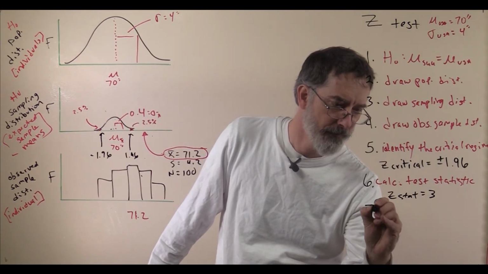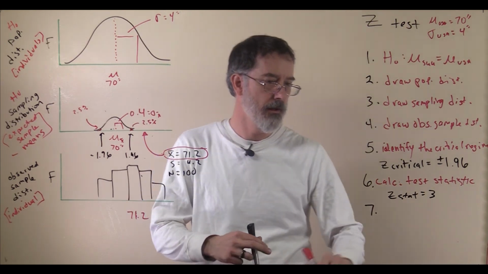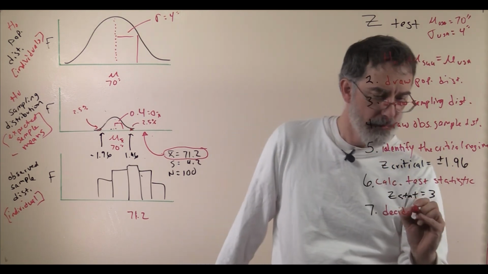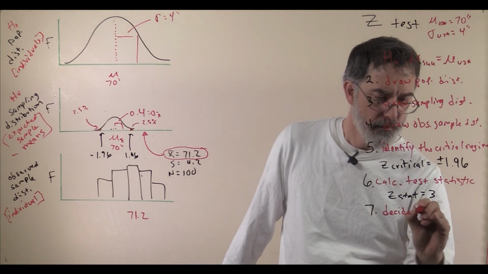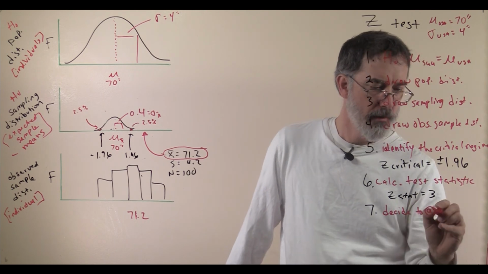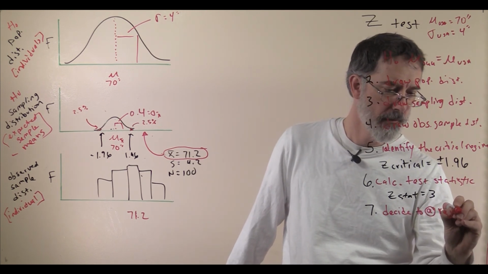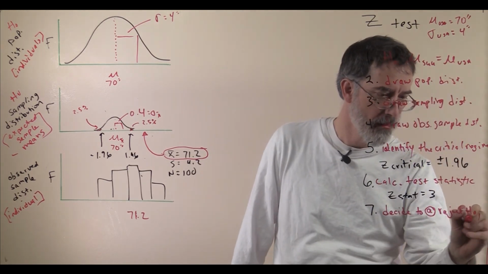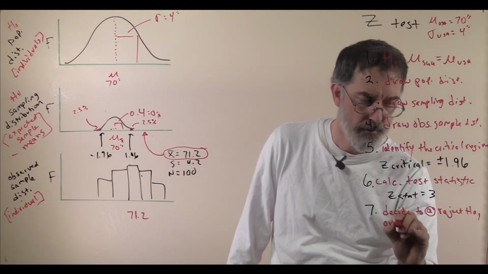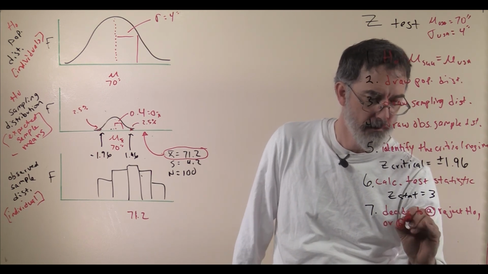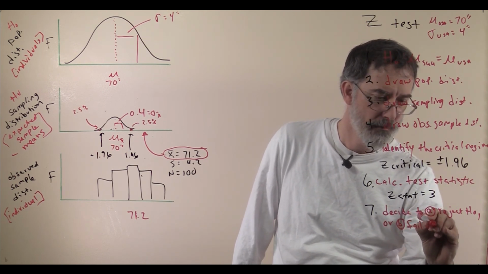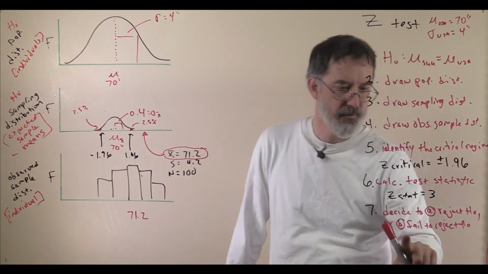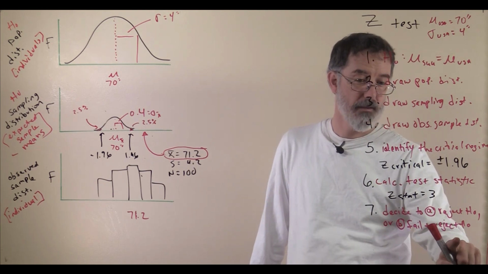The 7th step is to decide either to reject the null hypothesis and decide that it's wrong. That's one option. Or option B is to fail to reject the null hypothesis. Notice we do not have an option here to accept the null hypothesis.